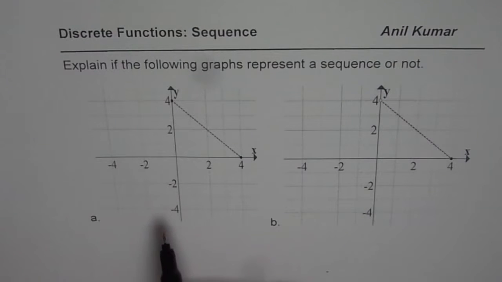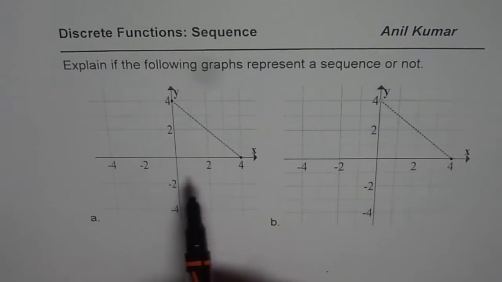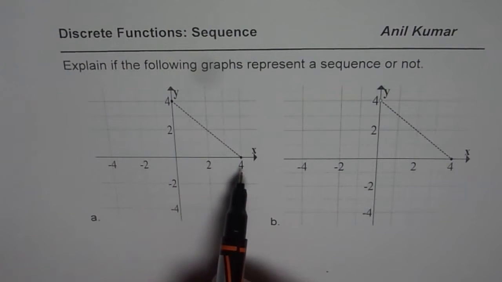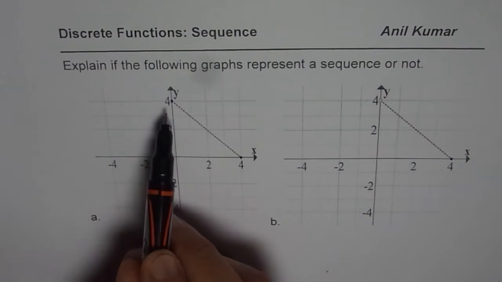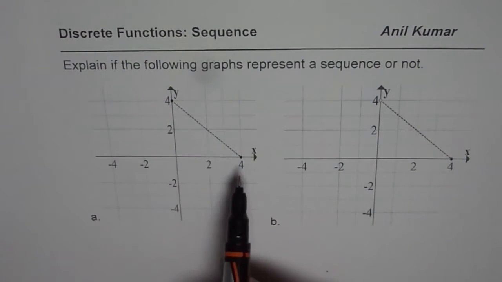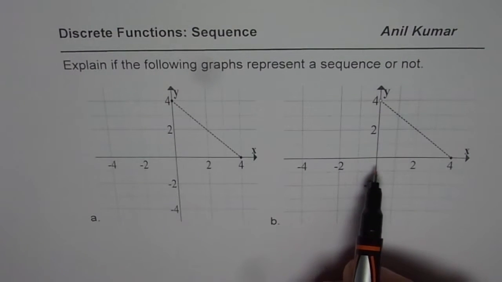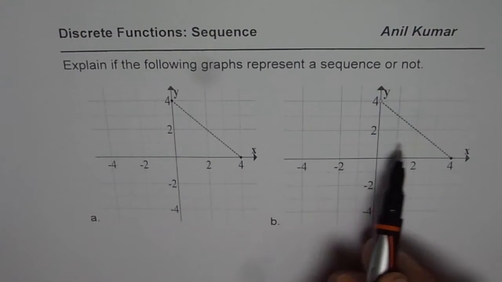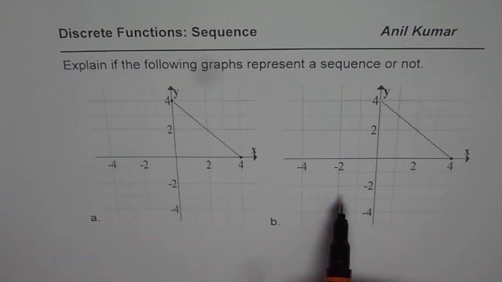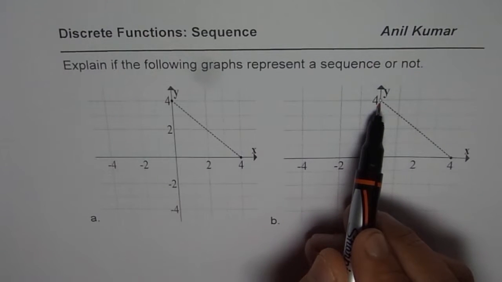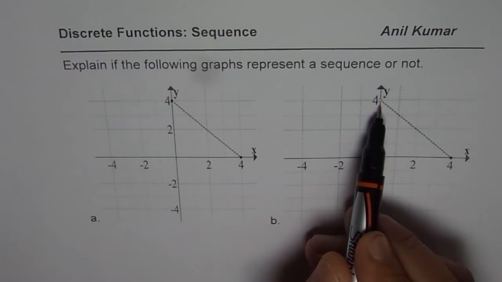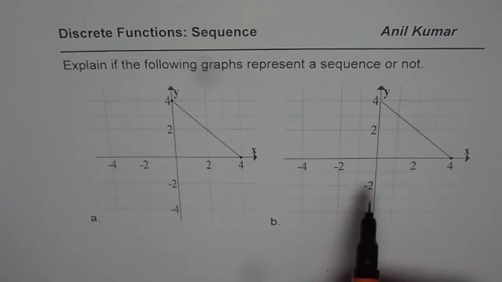If you notice carefully, in the first graph we have a dashed line which is joining the point 4 as y-intercept and 4 as x-intercept. Both 4's are included. In the second graph, we have a similar dashed line. However, there is one difference. The y-intercept 4 is not included. There's a hole there.